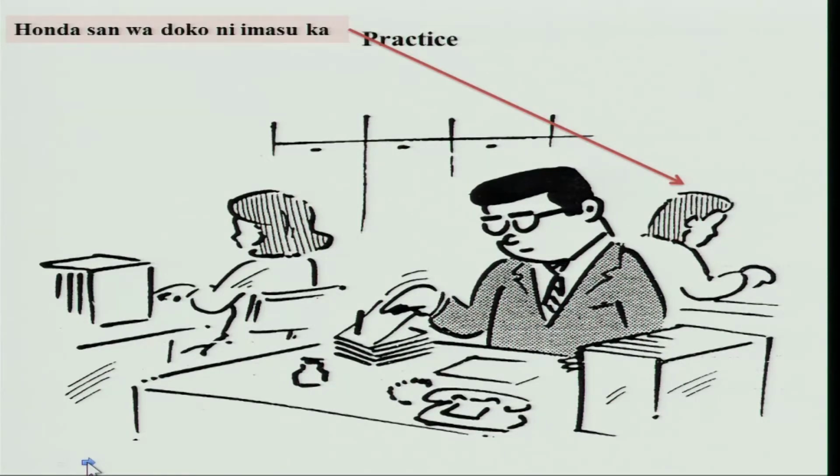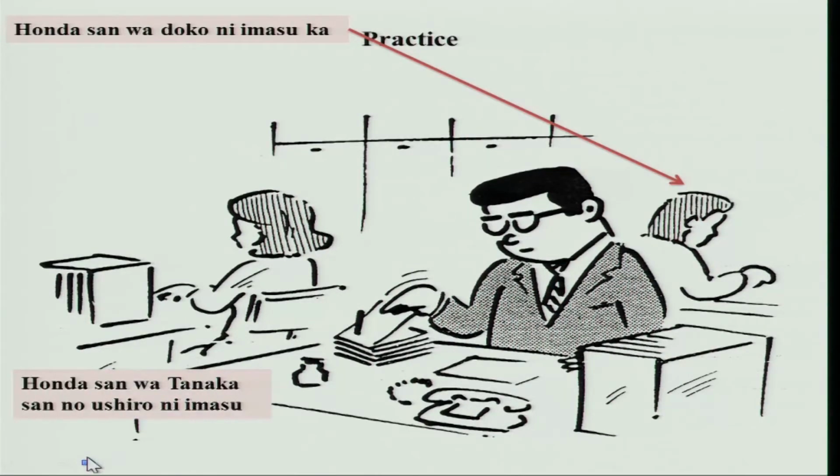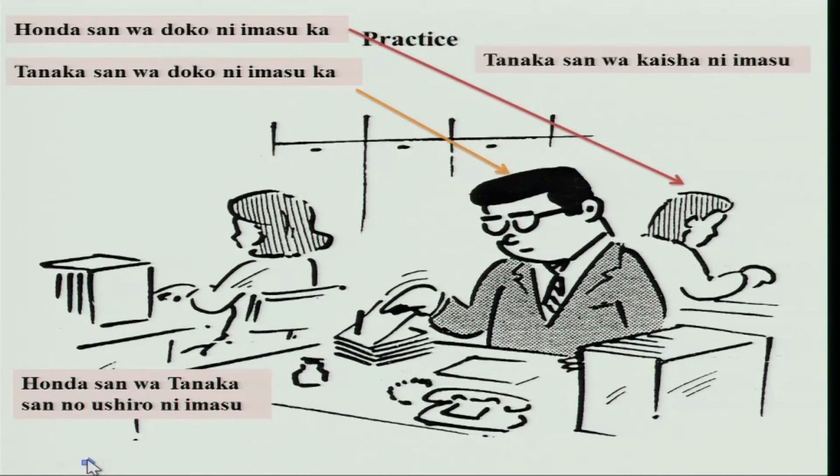Honda-san wa doko ni imasu ka? Honda-san wa Tanaka-san no ushiro ni imasu, behind Tanaka-san. Tanaka-san wa doko ni imasu ka? Tanaka-san wa kaisha ni imasu, or heya ni imasu. Heya no naka ni imasu, inside the room.